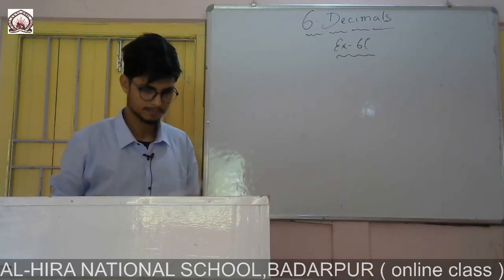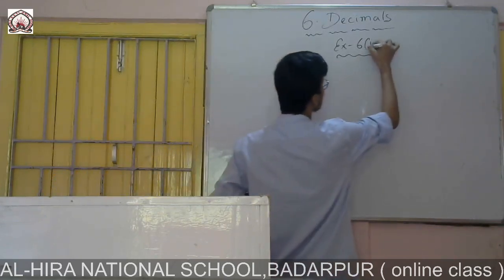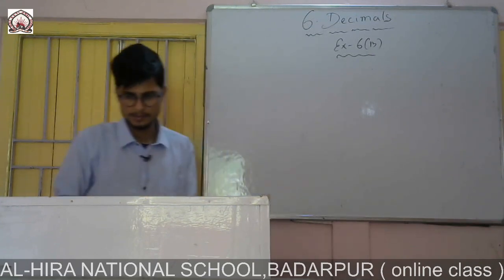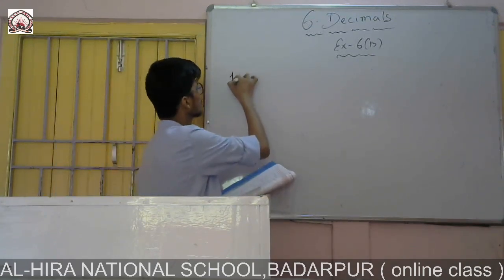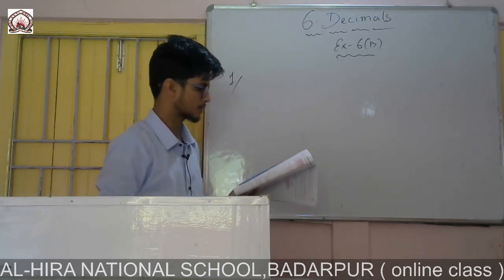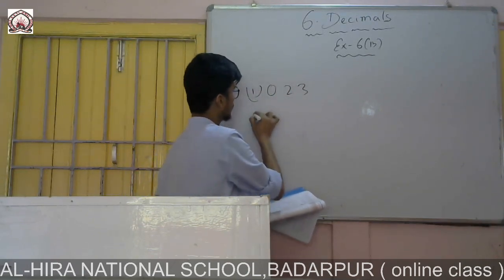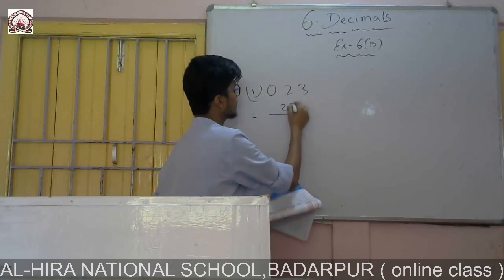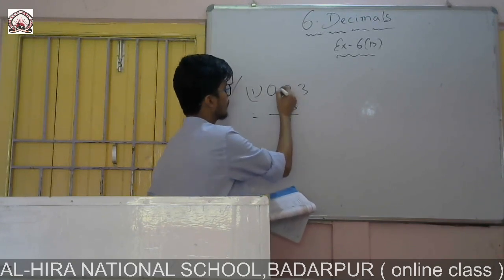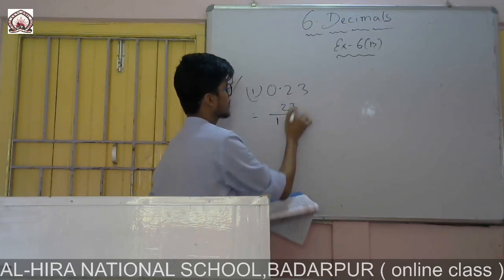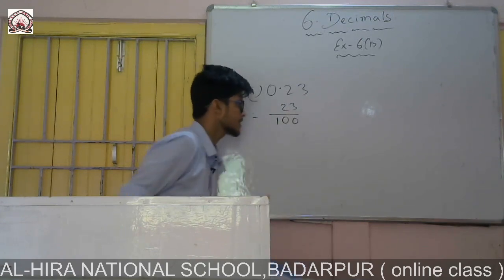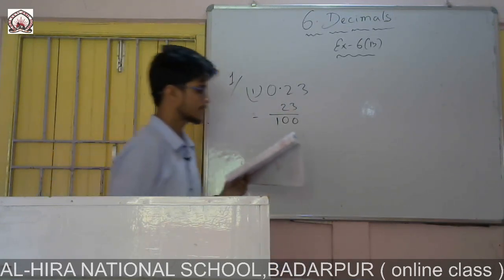You see question number 1, it is written write in fractions. So Roman number 1, it is given 0.23. You have to write this one in fraction, that means 23. In place of point I will put 1, and how many digits? 2 digits, that means 20. So which is equal to 23 by 100.